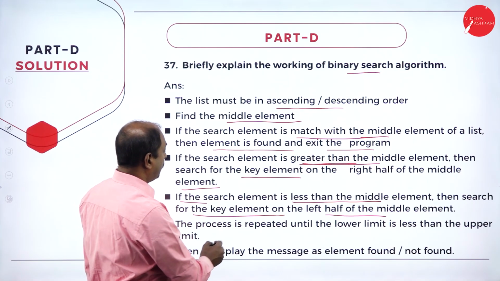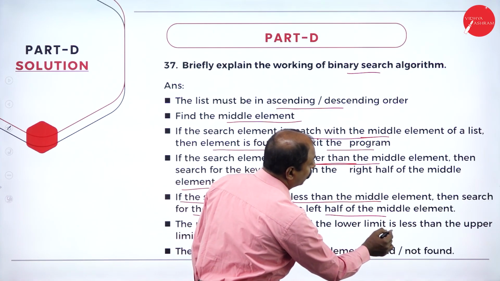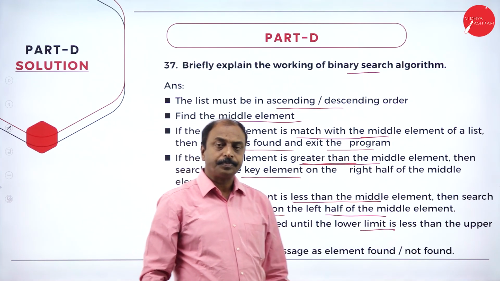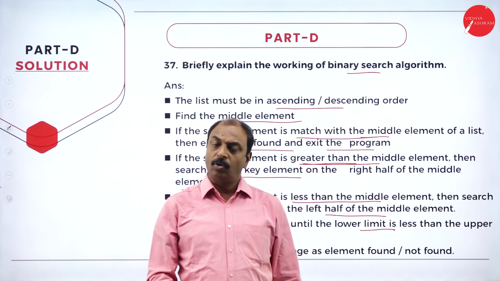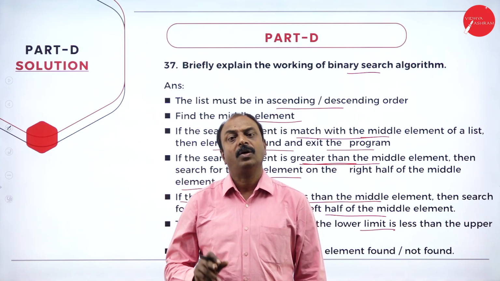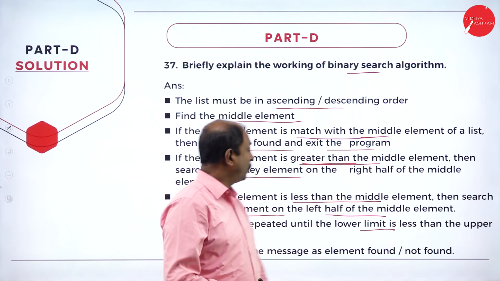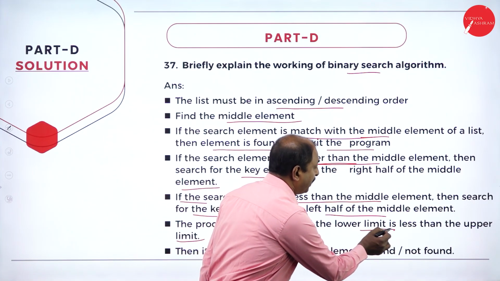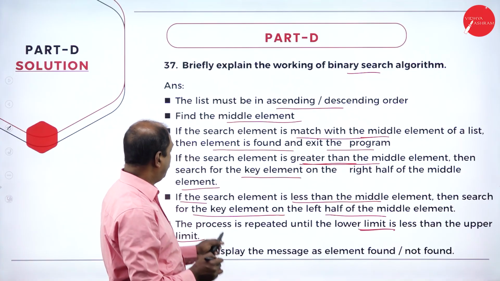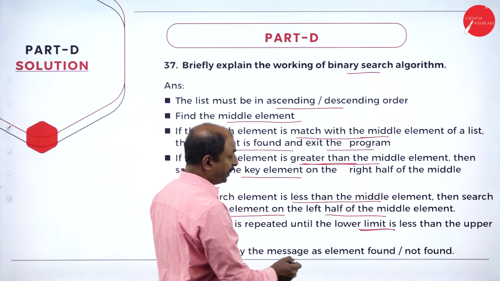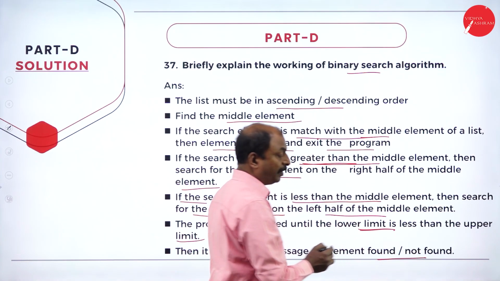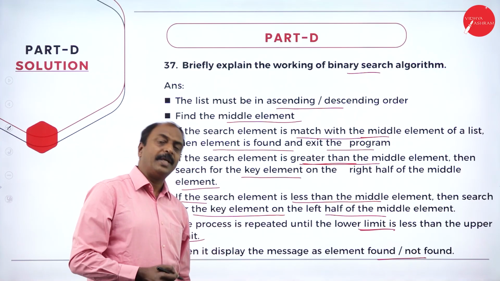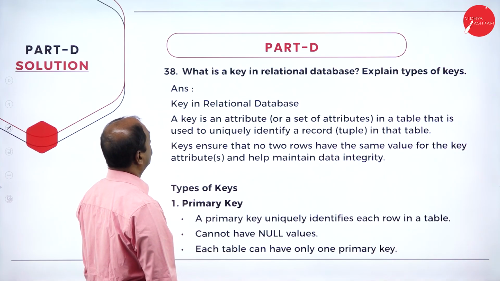The next one is that the process is repeated until the lower limit is less than the upper limit. As I told you, index 0 is the lower limit and n minus 1, the last index, is the upper limit. So we have to repeat this as long as the lower limit is less than the upper limit. Then it displays the message as element is found or element is not found. So this is the algorithm, or working, of binary search. We'll go for the next question.